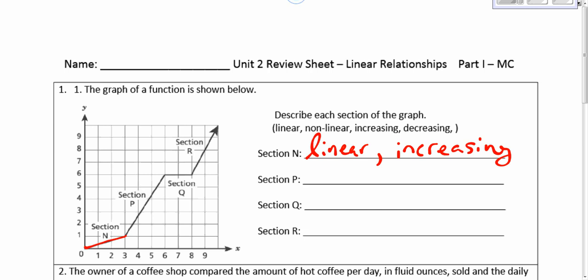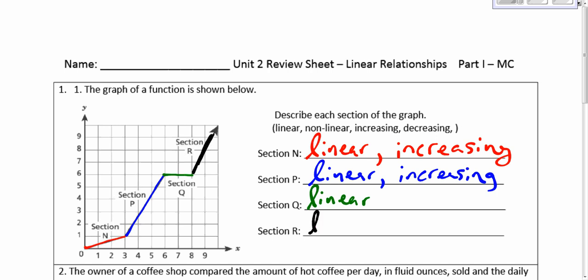Section P, I'm going to highlight in blue. So again, it is linear and increasing. Section Q, I'll highlight in green. So you can see that that's definitely linear, it's a straight line, but it's not increasing or decreasing. So I'm not going to write anything. And then section R, I'm out of color, so I'm just going to go over it in black. And that is also linear and increasing.